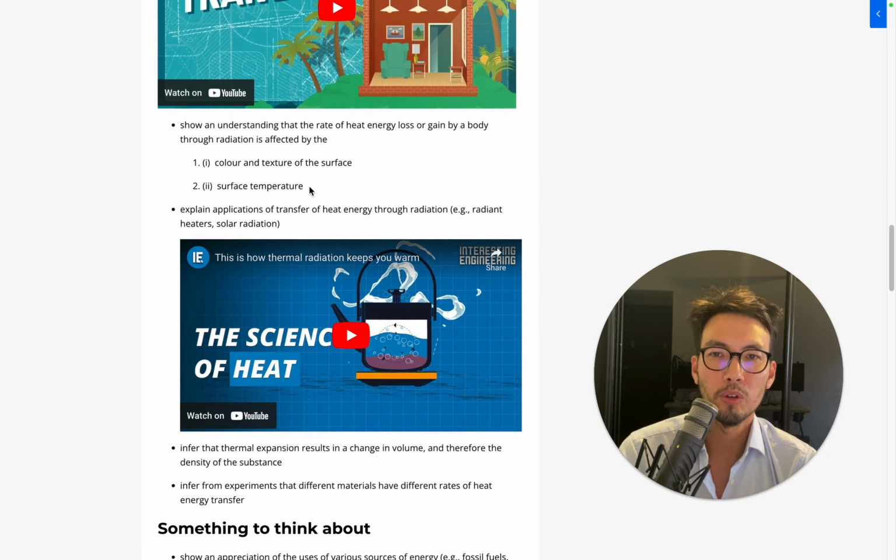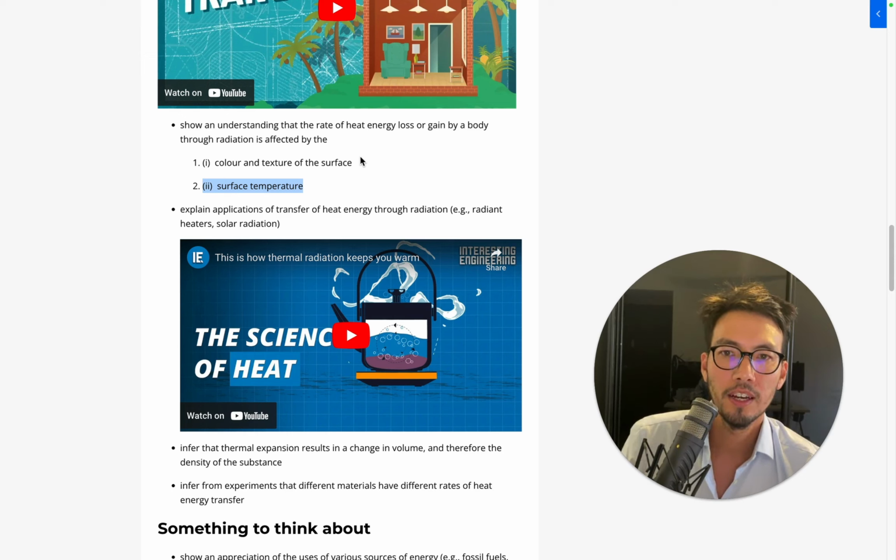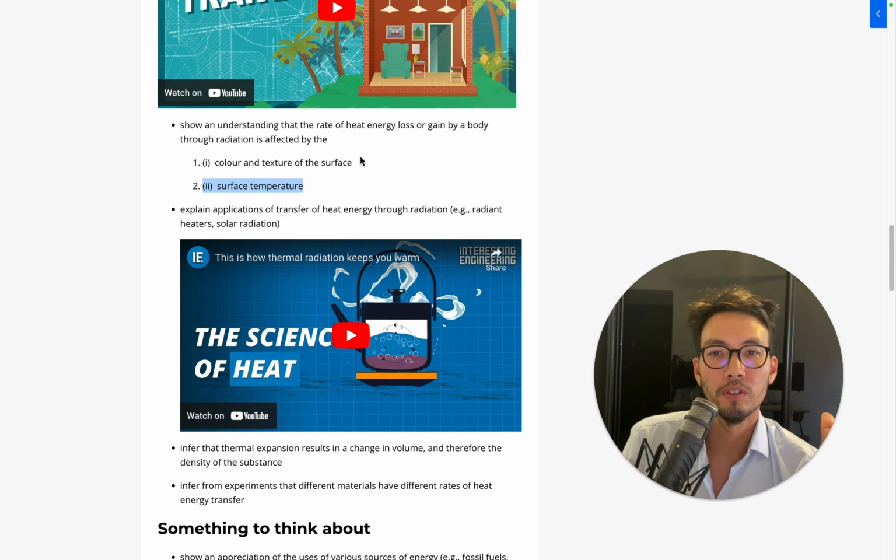The syllabus would also like you to understand that the rate of heat energy loss or gain by a certain body through radiation is affected by the color and texture of the surface and also the temperature of the surface. So I think for this point, check out your textbooks. Then your teacher will go through this as well.